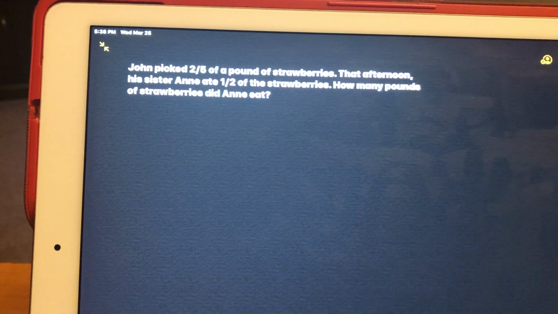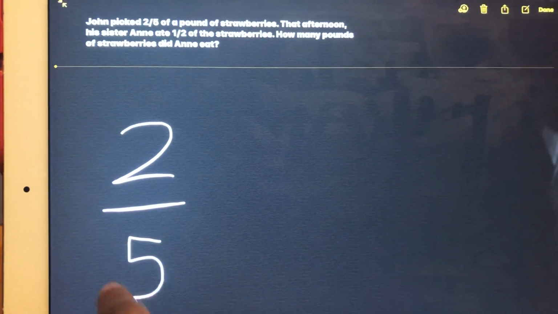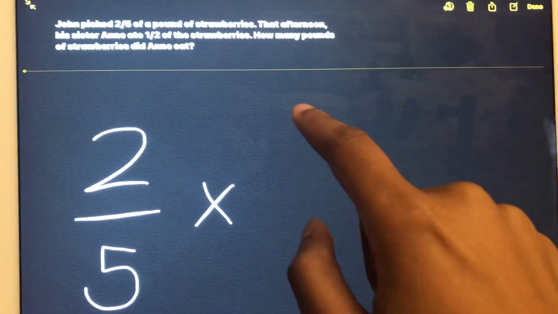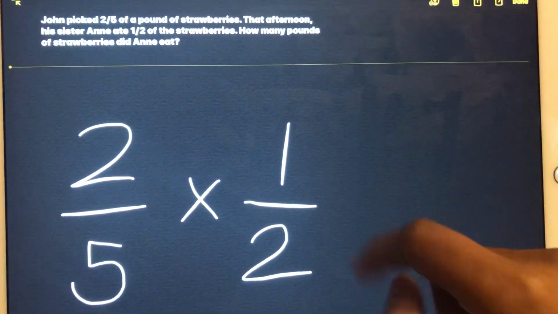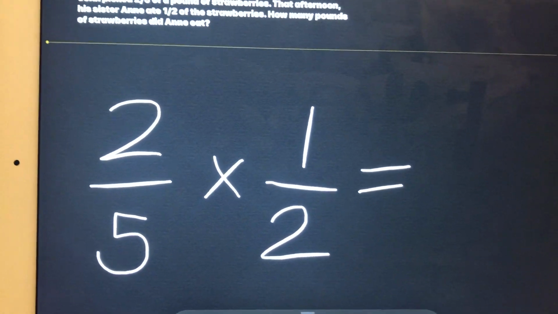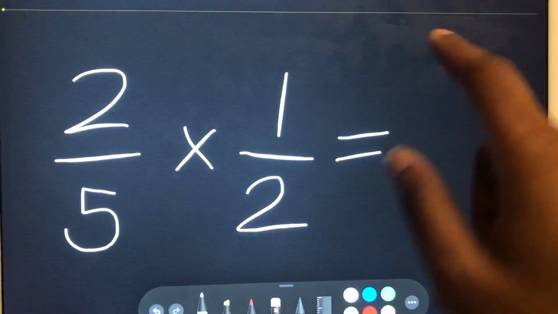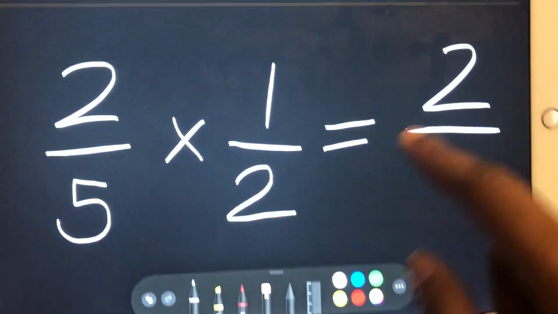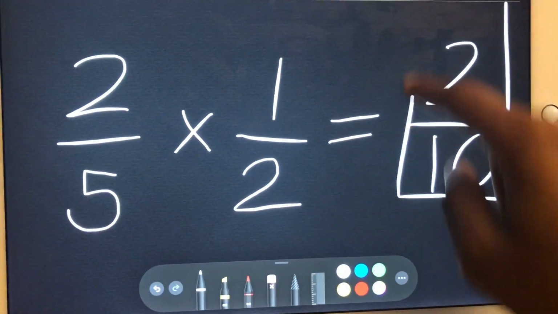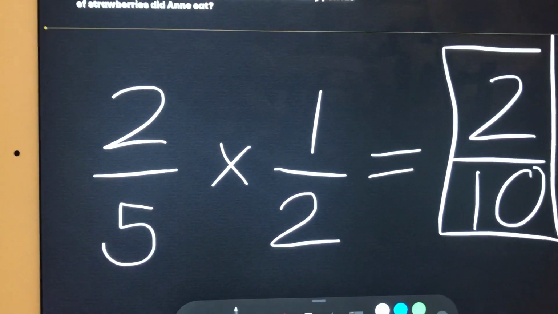So at this point, we know we have to multiply. So let's go ahead and write our problem down. Our first fraction is 2/5 times 1/2. Alright, so again, you can do the step that we did before. If that helps you, go ahead and write it out. 2 times 1 and 5 times 2. If not, you can just go ahead and write the answer. So we have 2 times 1 equals 2, and 5 times 2 equals 10. Alright, just like that. So Annie ate 2/10 of the strawberries.